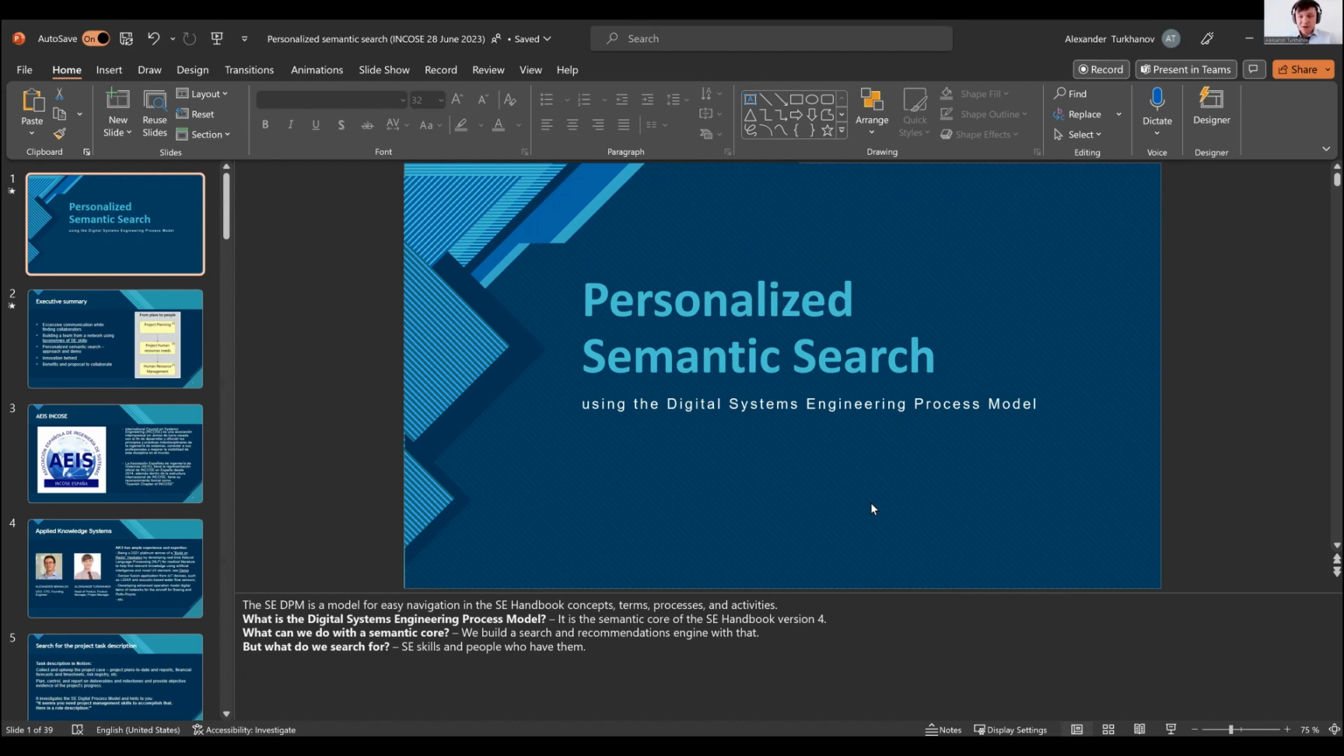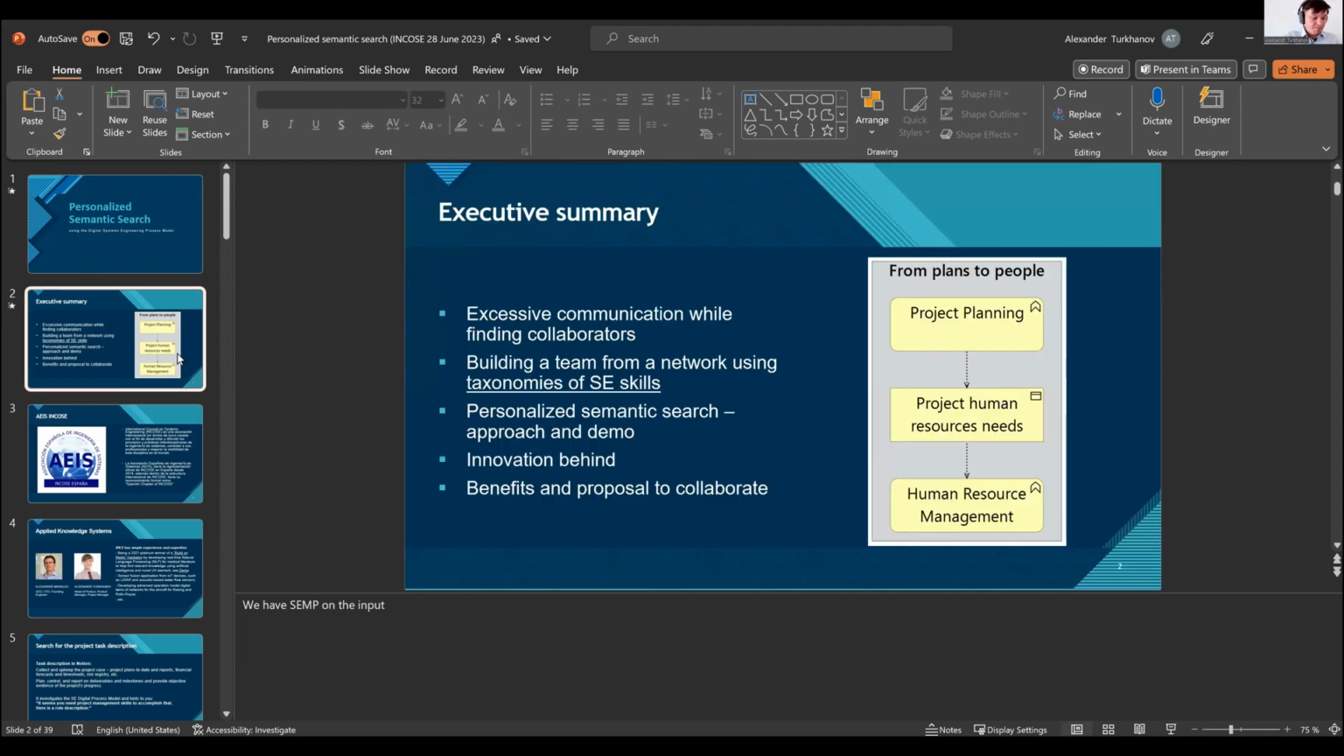The only question was what this search engine and recommendation engine should look for. And the answer was also obvious. We need to look for system engineering skills and for people who have these skills. Okay, how does it look like?